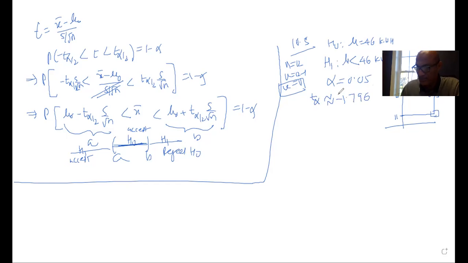Negative 1.796. Okay, guys, sounds good. So it is negative 1.796. That is your t alpha.